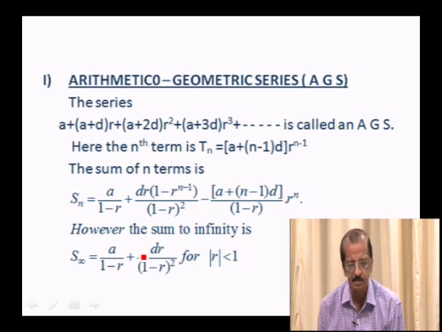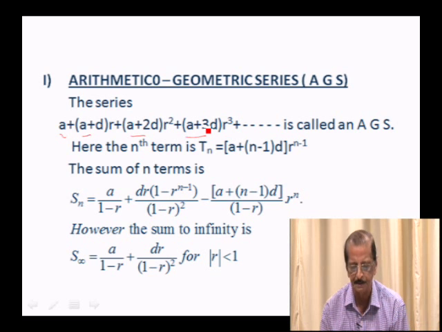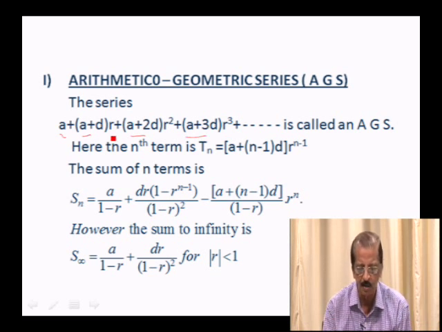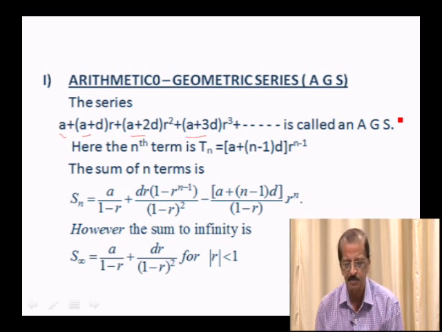Arithmetico-geometric series. So, let us discuss the arithmetico-geometric series. Here the terms are a plus d into r, a plus 2d into r square, a plus 3d into r cube. The first factors a plus d, a plus 2d, a plus 3d, etc. are in AP. The r, r square, r cube, etc. are in GP. Therefore, it is called an arithmetico-geometric series.